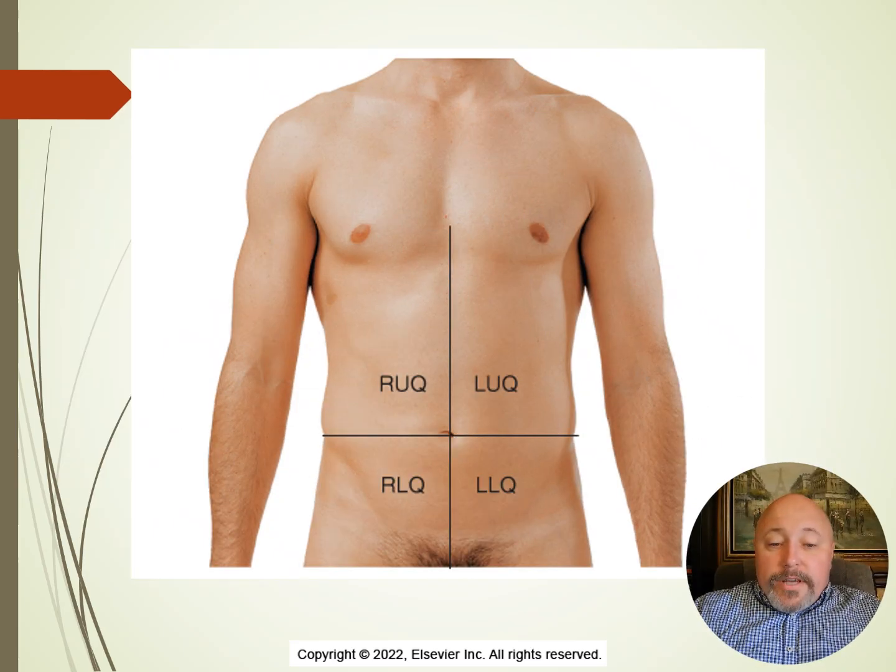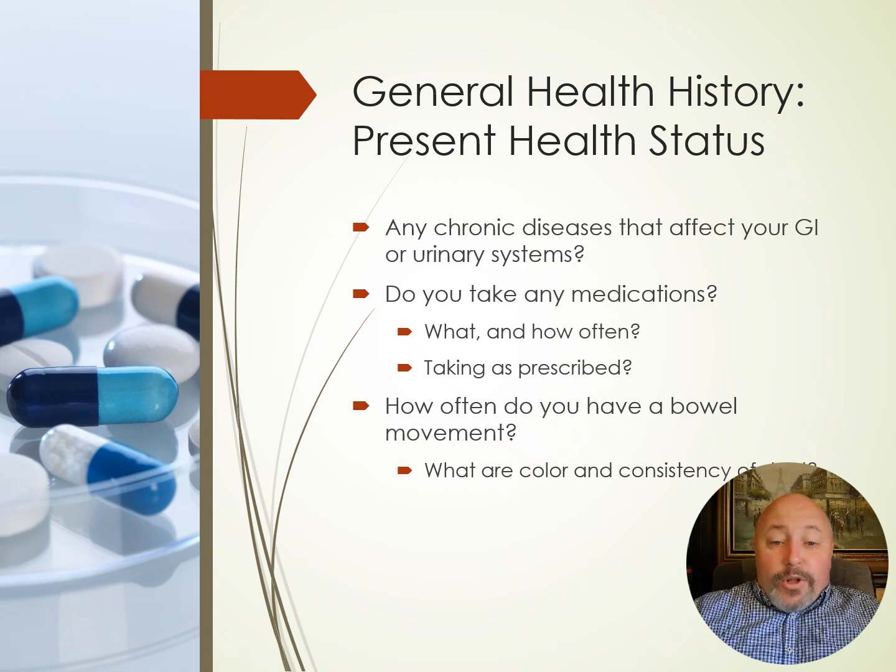Speaking of quadrants, here we just have a diagram showing everything from the right upper and left upper quadrants to the right lower and left lower quadrants. As with all of our conditions, we're going to start with the present health status. Do they have any chronic conditions or comorbidities that could be affecting the GI and urinary systems? Are they taking any medications? And how often do they have a bowel movement? Does it come at a regular schedule? Or is there any irregularities with the color and consistency?